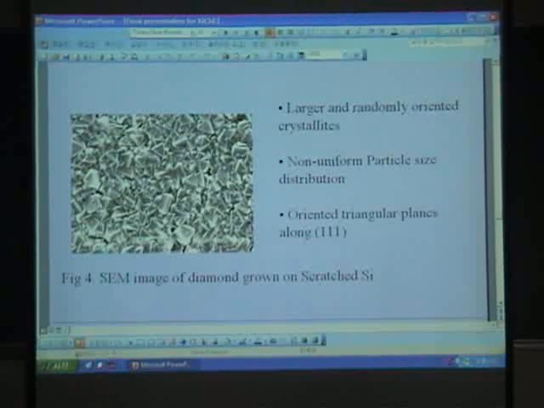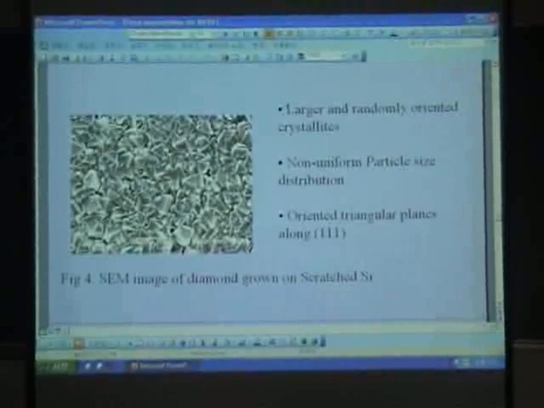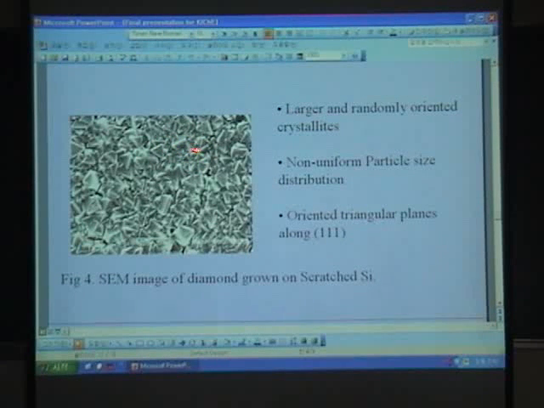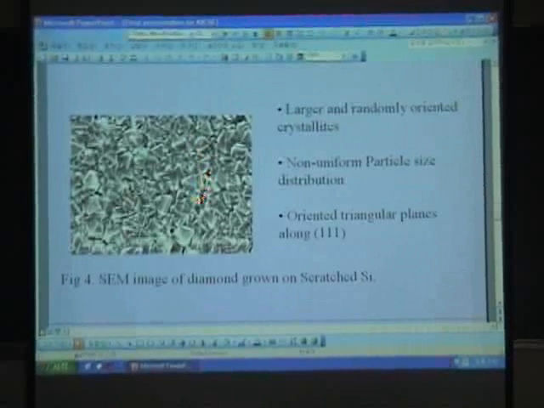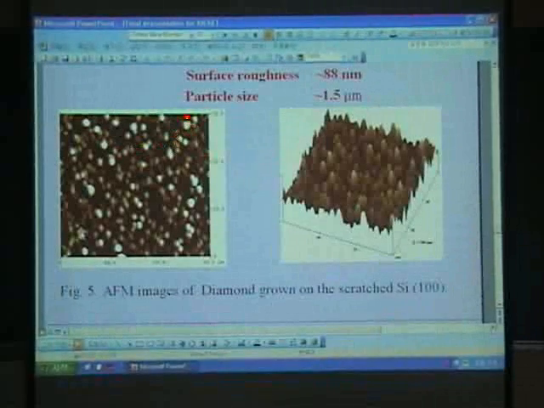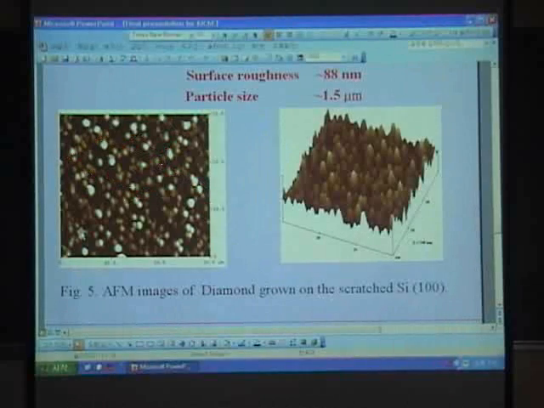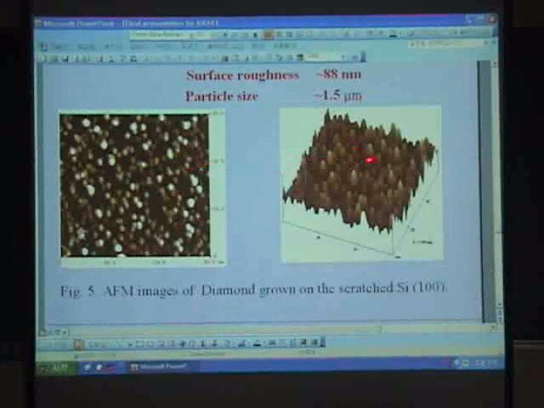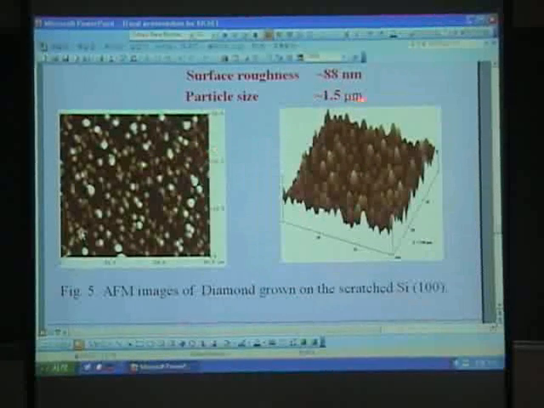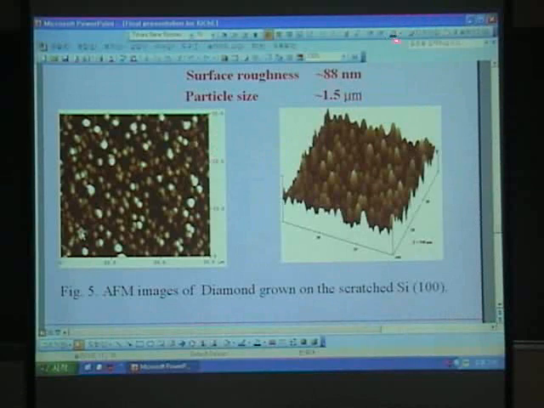To see the morphology, again by scanning electron microscopy, the scratched one which has the diamond growth has big crystals, and there are voids also in the picture. And this is the AFM image for the scratched silicon. We can see here the diamond growth, and the size of the particles is 1.5 micrometers and the roughness is 88 nanometers.